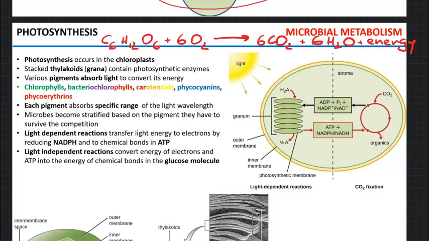Aerobic respiration, right? Aerobic respiration. Glucose is oxidized by oxygen, producing carbon dioxide, water, and energy. If you run this reaction backwards, carbon dioxide and water are combined with energy to produce glucose and oxygen. Backwards, it is photosynthesis. Cool?